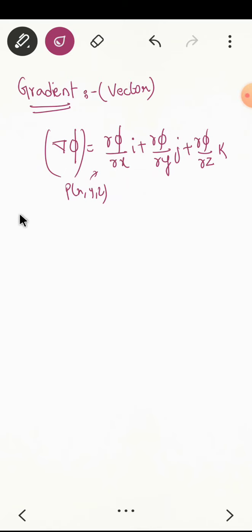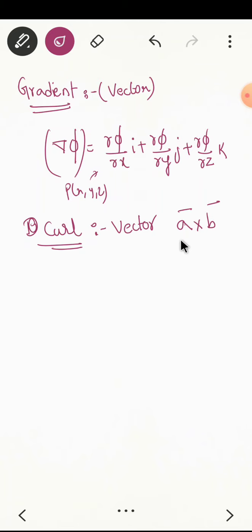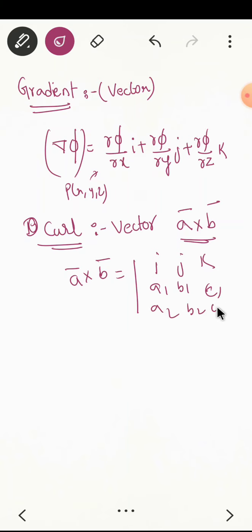Then one more is divergence, and along with that, curl. Remember, curl is a vector. Curl is nothing but del cross a. As we have done already, how will you do a cross b? A cross b is equal to the determinant with i, j, k, then the coefficients a1, b1, c1, a2, b2, c2. Now you will find it and you will get a vector. That's what we call curl or vorticity vector. They may call it by many names.